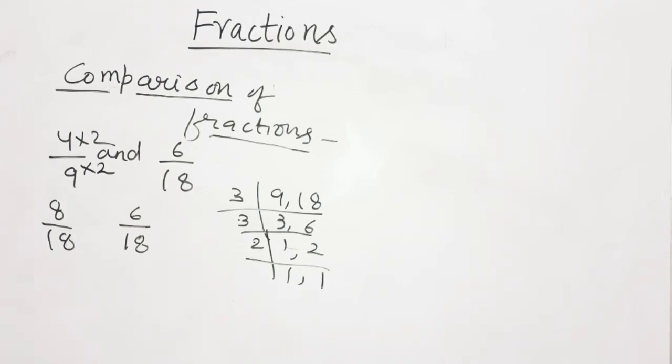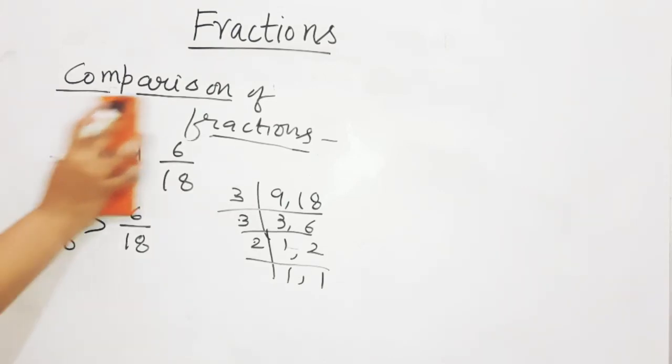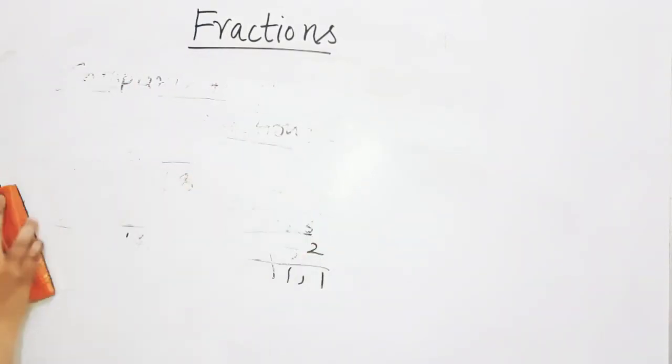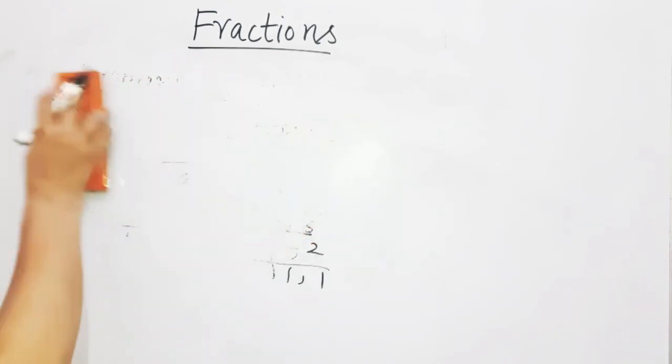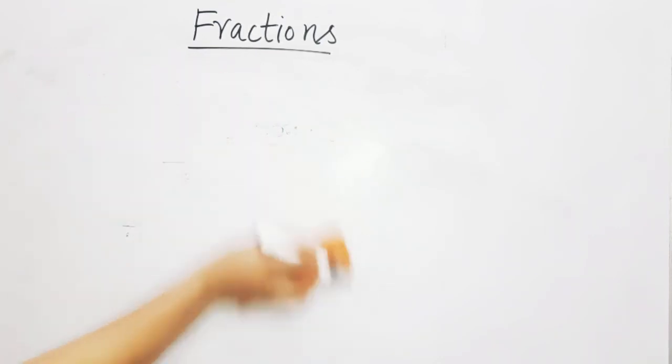Very good students. 8 upon 18 is greater than 6 upon 18. So this is how we compare the fractions. Okay. Now some more comparisons are left, comparing mixed fractions with improper fractions, right? So there are different methods which we need to follow. So before explaining you about that, I am going to solve question number 1 of exercise 5A. Okay. So please pay attention. The rest of the comparisons will be explained in the next video because it will be too hectic for you if I explain together in the same video.